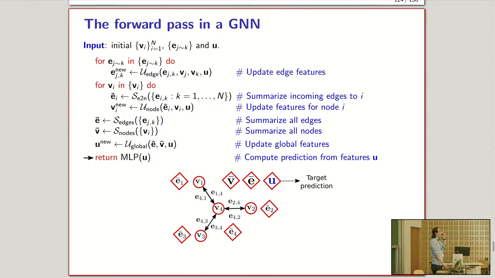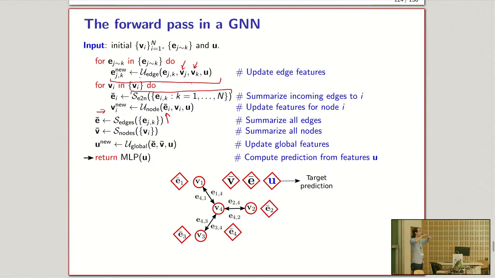But typically, you just want to repeat this process many times, because what happens is that this node is updating its features using the summary of incoming edges, which looks at the edges incoming to that node, and those edges were updated looking at the features for the neighboring nodes. So if you think about this, the information is actually propagated in a similar way as the fingerprints.